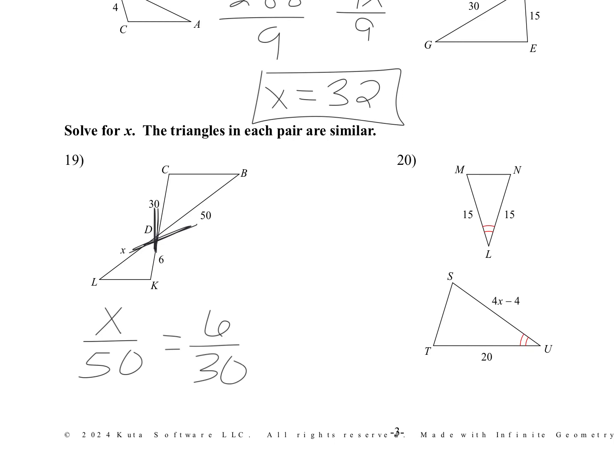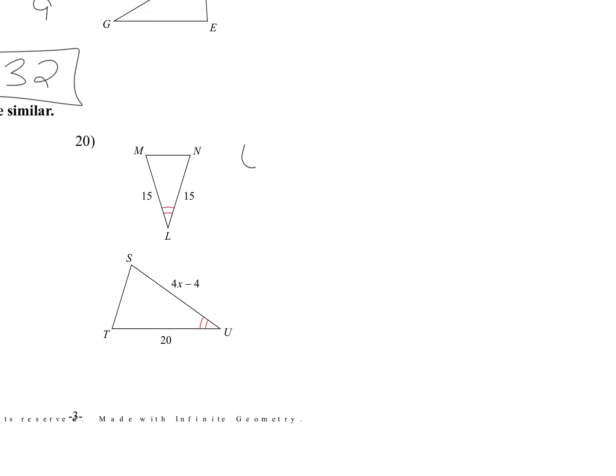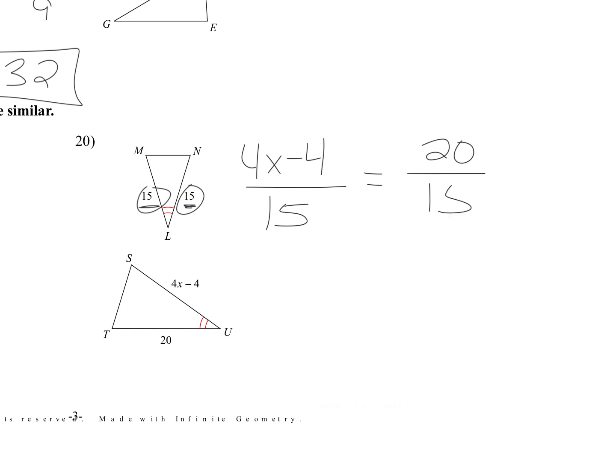On 20, it is flipped, but what's nice about that one? Set up. So if I start with 4x minus 4, what goes under that? 15. Which one did you choose? Doesn't matter which 15 you choose? No, doesn't matter. What needs to be on the top on the other one? 15 over 20. Careful. Since I started with 4x minus 4, what needs to be on the top on the other one? 20 over 15. Yep.